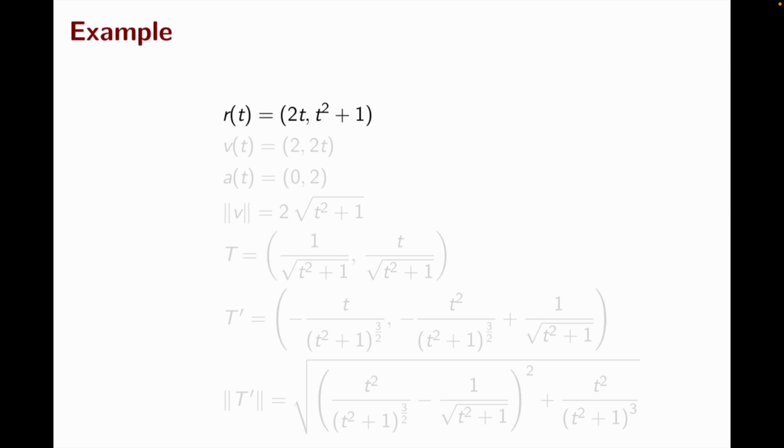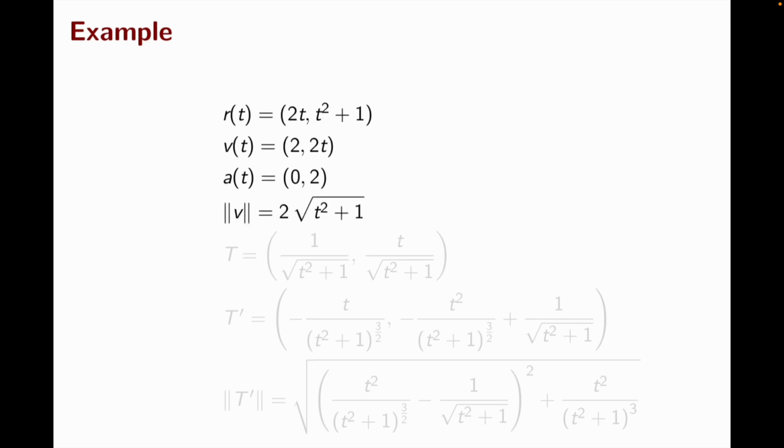So let's see, for instance, this example. We have a curve in just 2 dimensions, given by this vector as position vector. If we calculate the velocity, this is just the derivative, so it will be 2, 2t. And then we calculate the acceleration: the derivative of 2 is 0, the derivative of 2t is 2, so the acceleration is very simple. But let's see what happens when we actually calculate T and N, the tangent and normal vectors.